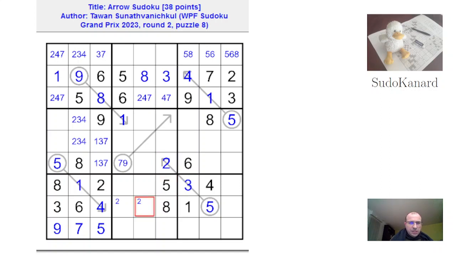Alright, so this row still needs 2, 7, and 9. So those are from 2, 7, 9, and this is from 7 and 9 only. And this 5 makes this a 6. This column still needs 2, 3, and 9, but this can't be a 3 and it can't be a 9, so that's a 2. 3 and 9 there.